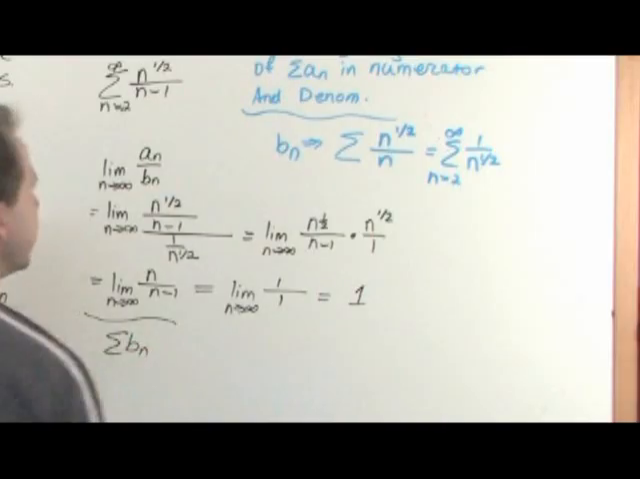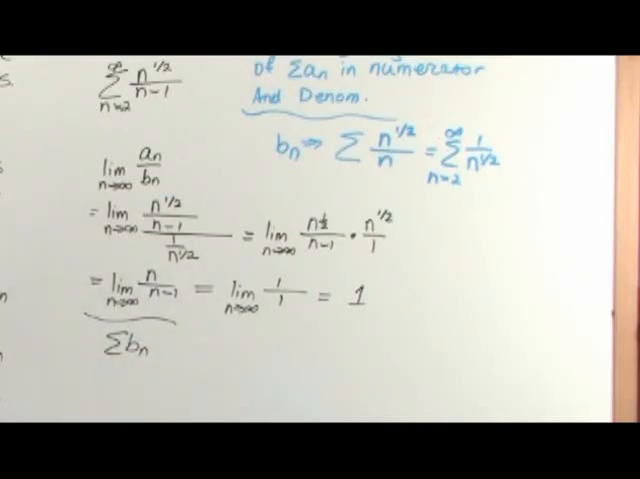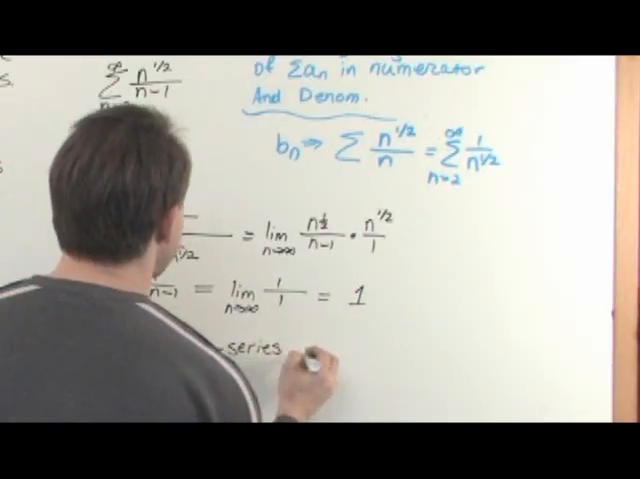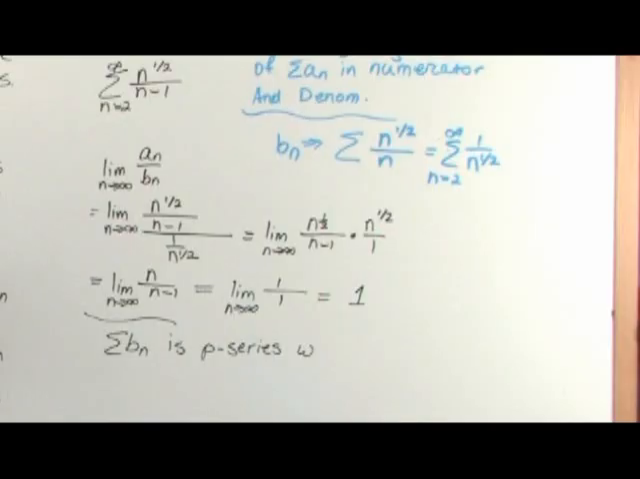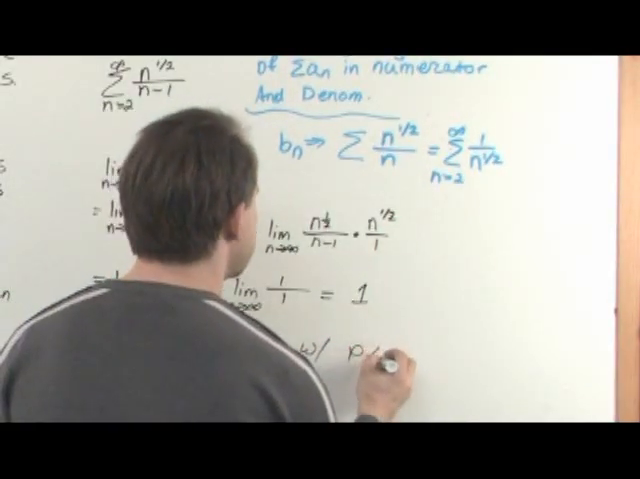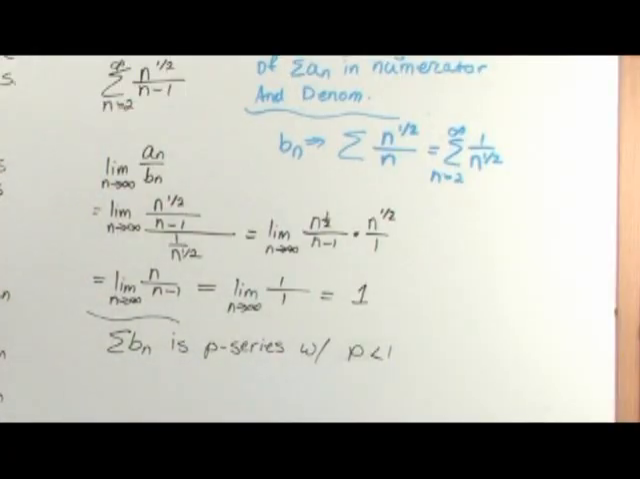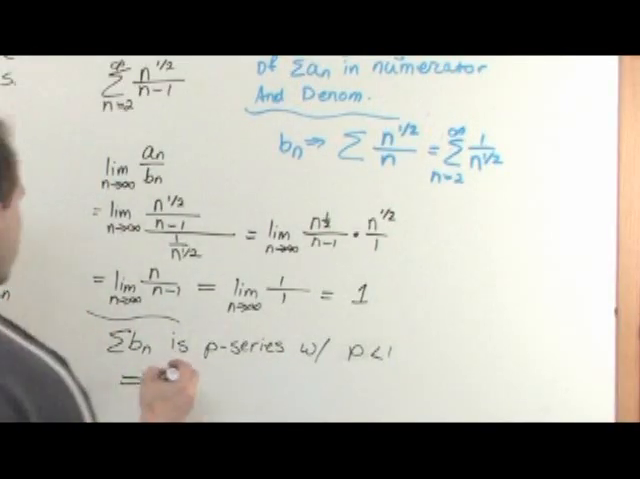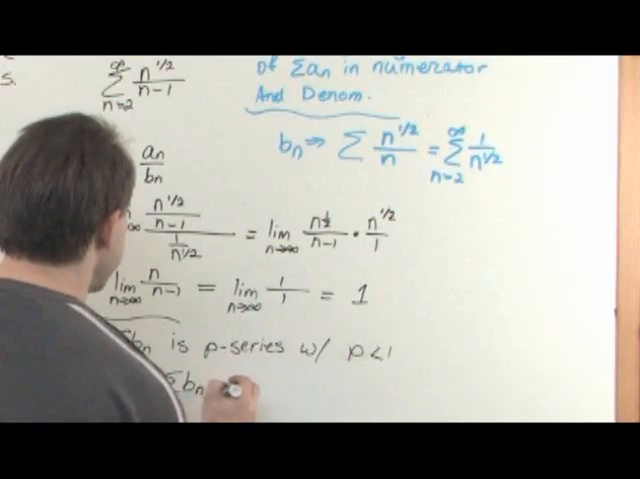B sub n, what kind of series is that? Okay, it is a p series, and that's why I say learning the p series and the geometric series is really important. It is a p series with p less than 1, okay? And so that means, if you go back to the definition of the p series, if p is less than 1, then we have proven that b sub n diverges.